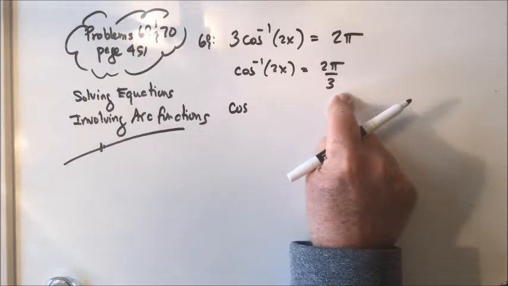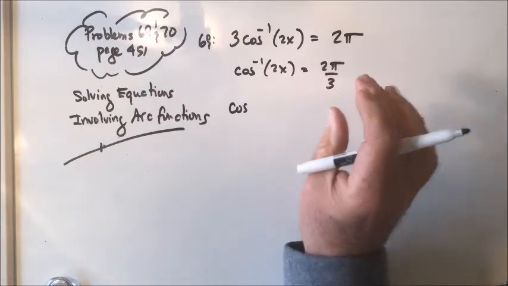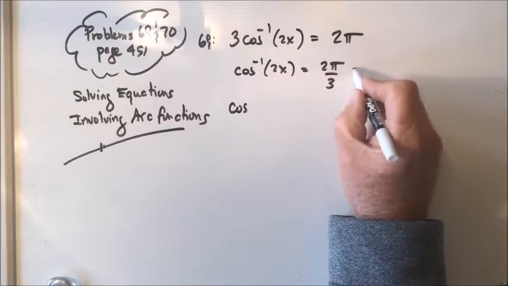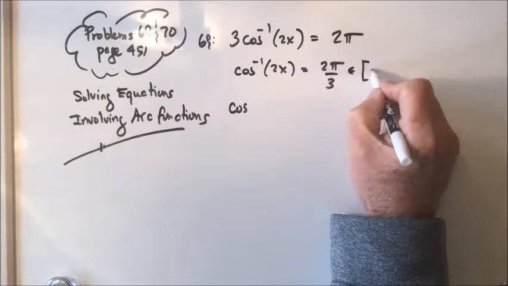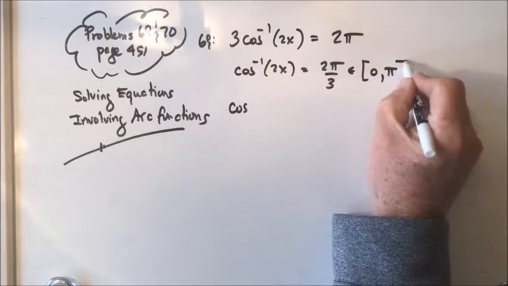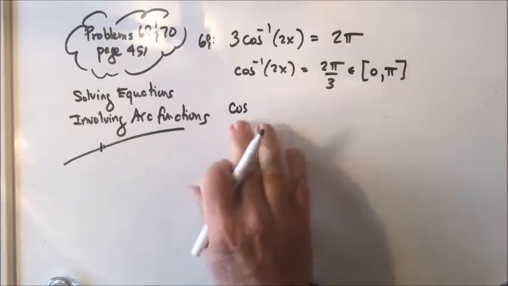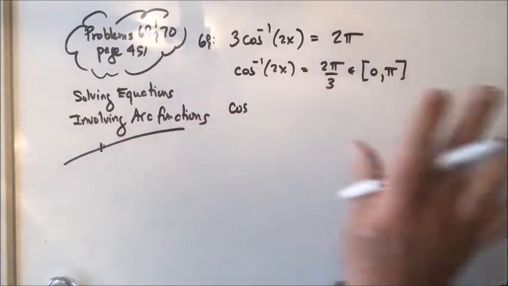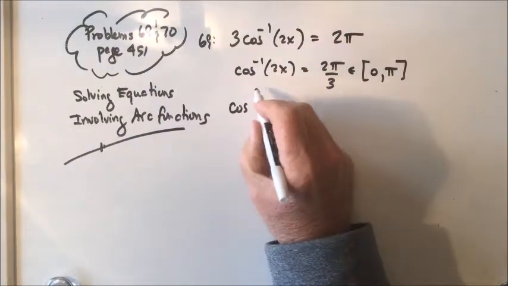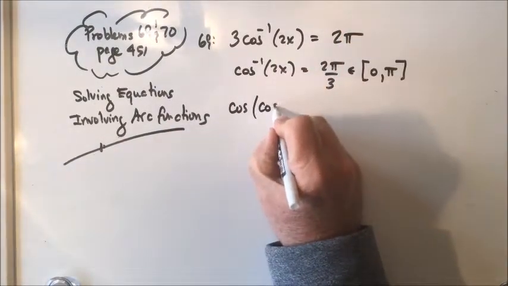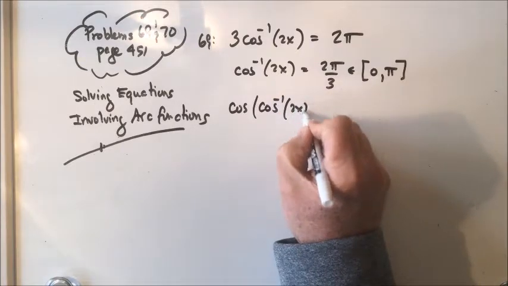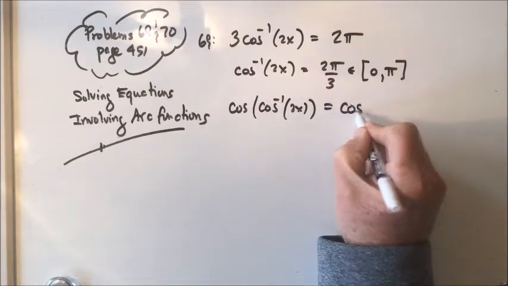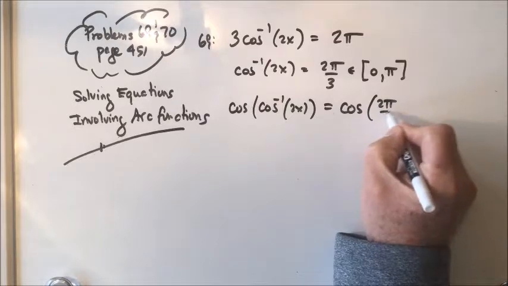And since over here on the right-hand side is 2 pi over 3, 2 pi over 3 sits right in the closed interval 0 to pi, which is the restricted domain of the cosine. Since that's the case, let's just take the cosine of everybody, and everything will work out fine. We've got to evaluate the cosine of 2 pi over 3.